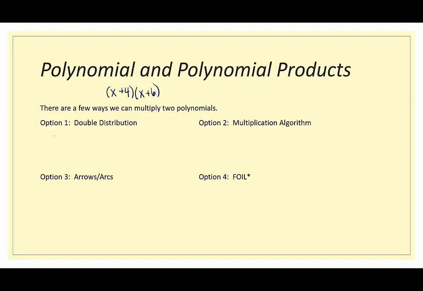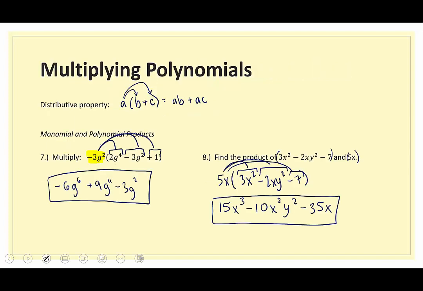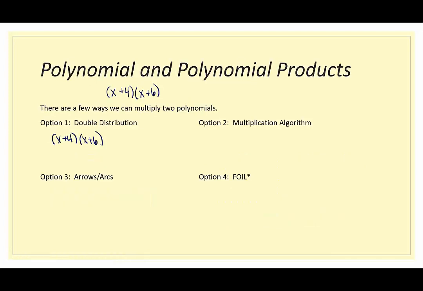Okay, so option 1 is double distribution. So we're going to write x plus 4 times x plus 6, and in double distribution, we kind of do the same thing here. We kind of broke apart the second term as we distributed the first term. And so what we would do here is we're actually going to kind of go in reverse. We're going to break apart the first term. We're going to say, okay, I need x in the first parentheses to get multiplied to x plus 6 in that second parentheses.